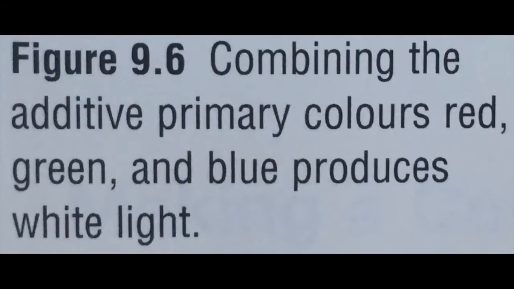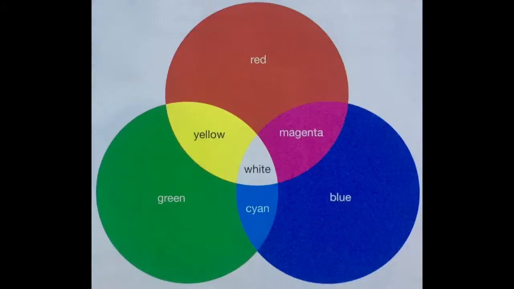Additive primary colors. The 3 colors, red, green, and blue, are called the additive primary colors. They are called additive colors because adding all three colors in the proper amounts will make white light, as shown in figure 9.6. The light of two additive primary colors will produce a secondary color. The three secondary colors are yellow, cyan, and magenta.